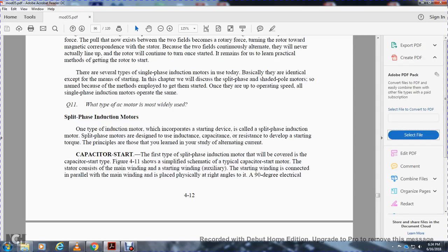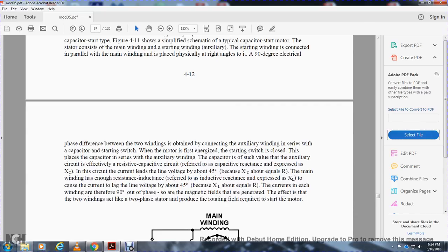Figure 4-11 shows a simplified schematic of a typical capacitor-start motor. The stator consists of the main winding and the starting winding. The auxiliary start winding is connected in parallel with the main winding and placed at physical right angles, 90 degrees electrical. The phase difference between the two windings is obtained by connecting the auxiliary winding in series with the capacitor and the starting switch of the motor.